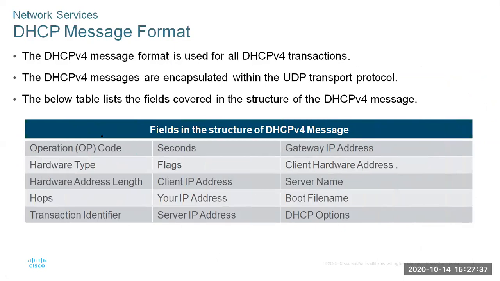So the DHCP version 4 message format is used for all DHCP transactions. The DHCP version 4 messages are encapsulated within the UDP transport protocol. All right, and this is the list that covers the structure of the version 4 messages. It's going to require the gateway IP address. It's going to get the hardware address, that's the MAC address. It's going to get the server name, all right, and then it's going to get the boot name.